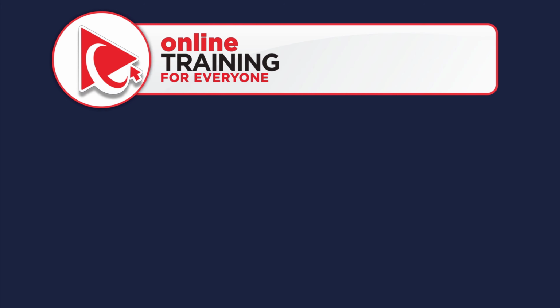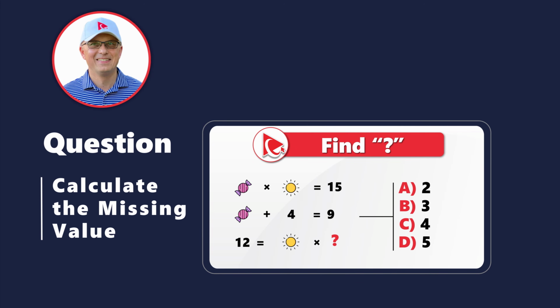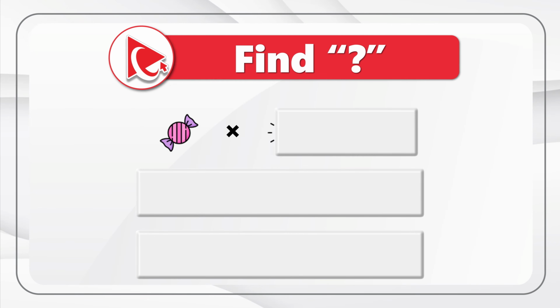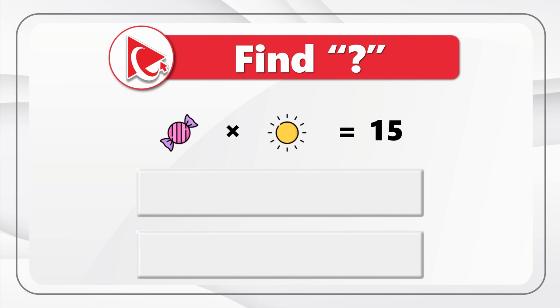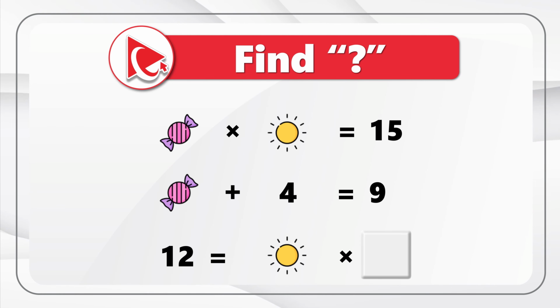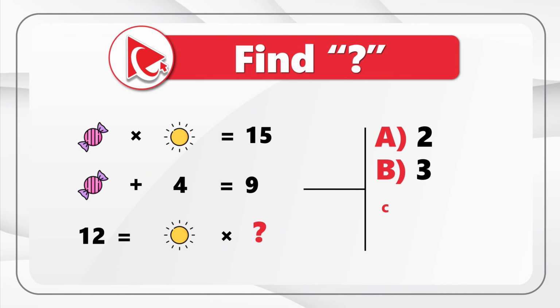I love this question because it is used very frequently to test your analytical skills and business math skills. You're presented with 3 expressions. The first expression is candy multiplied by sun equals 15. Second expression is candy plus 4 equals 9. And third and last expression is 12 equals sun multiplied by question mark. And you need to find this question mark and select out of 4 possible choices. Choice A, 2. Choice B, 3. Choice C, 4. And choice D, 5.